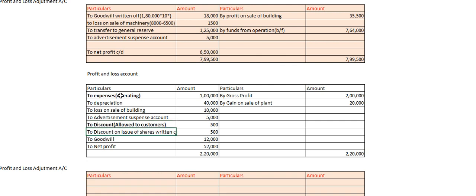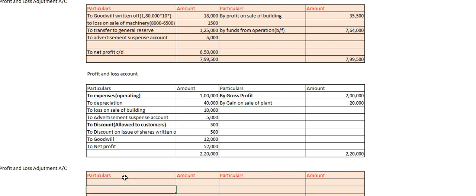To discount on issue of shares written off is a fictitious asset, so it will be considered. It is a non-operating expense. To goodwill, that is a written off amount, so it will be considered. You will take down the net profit also. By gross profit will not be considered. By gain or profit on sale of plant, which is a non-operating income.